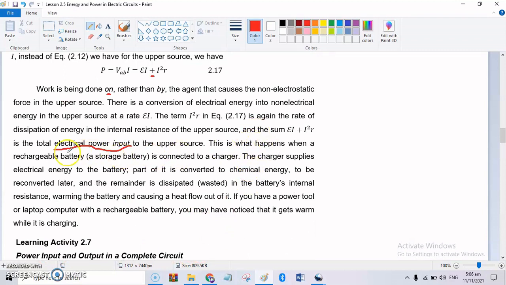This is what happens when a rechargeable battery is connected to a charger. The charger supplies electrical energy to the battery. Part of it is converted to chemical energy, to be reconverted later, and the remainder is dissipated or wasted in the battery's internal resistance, warming the battery and causing a heat flow out of it. If you have a power tool or laptop computer with a rechargeable battery, you may have noticed that it gets warm while it is charging.